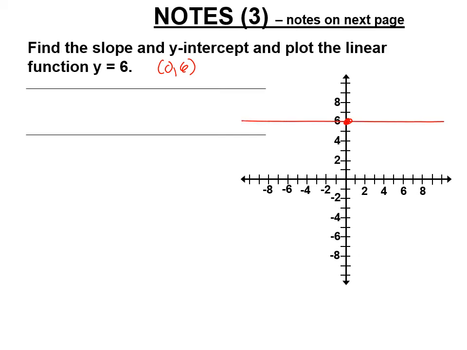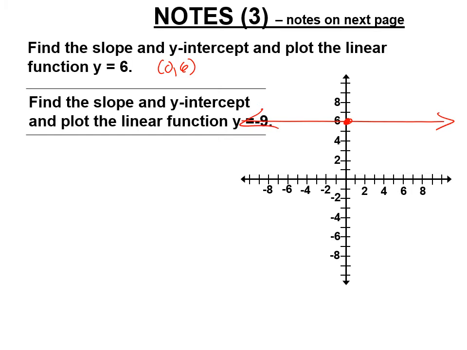You can do this on the same graph as the last screen if you're doing a sketch. I messed up there because I covered it up. All right, find the slope and y-intercept of the function y equals -9. So let's do that one. The y-intercept is (0, -9). The slope is still 0, horizontal, and those two lines are parallel.